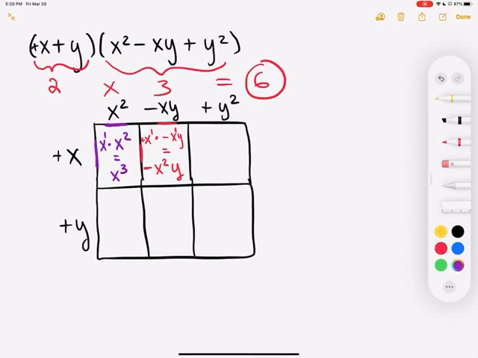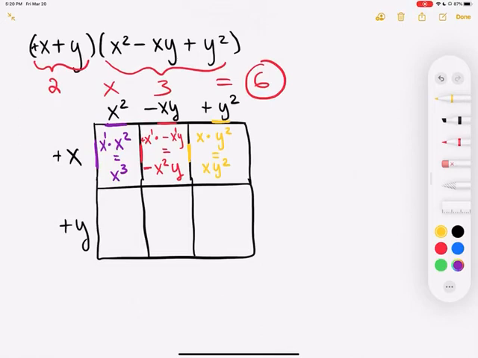For the third result, I have x times y squared. In this case, since those are two different letters, I cannot combine them into one letter. So all I'm going to do is write them together and keep their exponents: x times y squared, x y squared. So these are the first three areas.